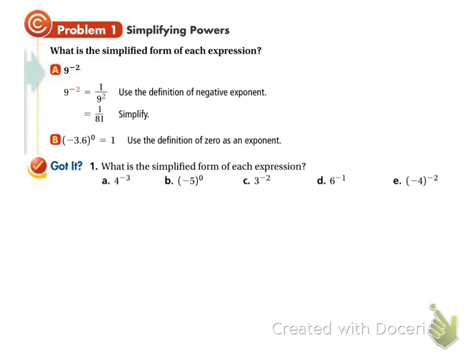Okay, so let's simplify some powers. Let's start with this one here. Negative 5 to the 0. Anything to the 0 is 1. So this is just 1.